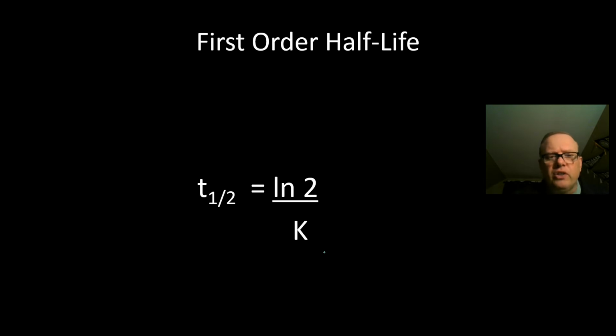Half-life looks like this. The half-life is equal to ln of 2 over K. Natural log of 2 is always the natural log of 2, which, by the way, is 0.693, a number that you end up memorizing. So if you know K, you can figure out the half-life, and if you know the half-life, you can figure out K as well. That's the neat part about first-order kinetics like this, is that you can always find K if you have the half-life.